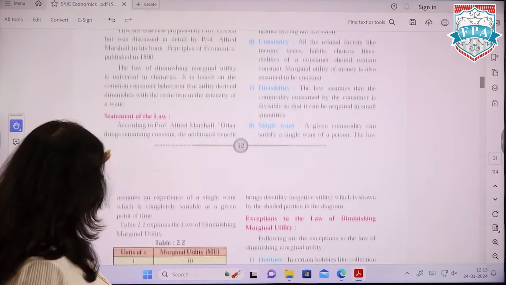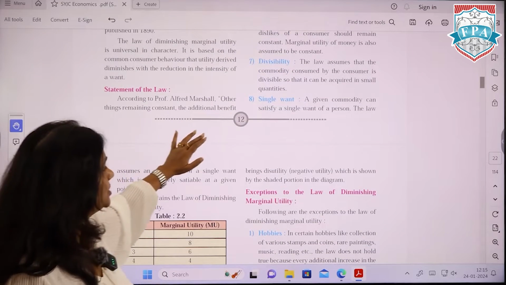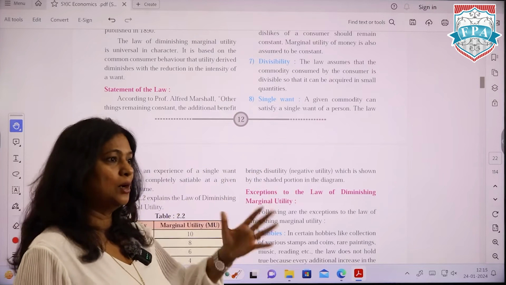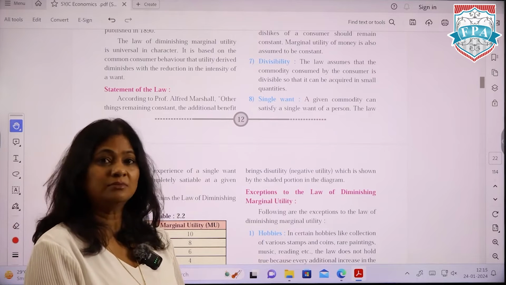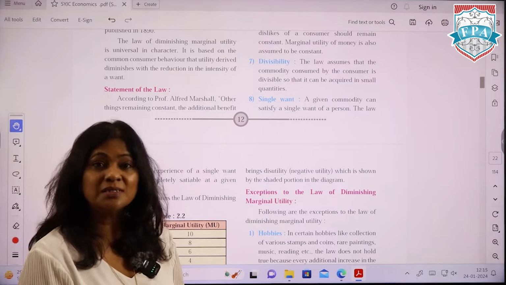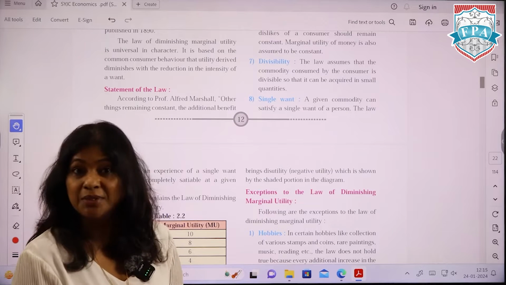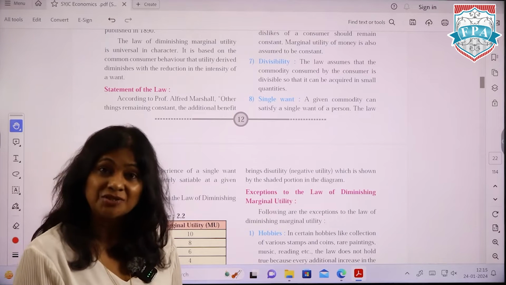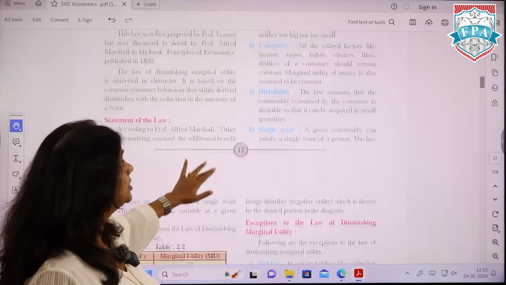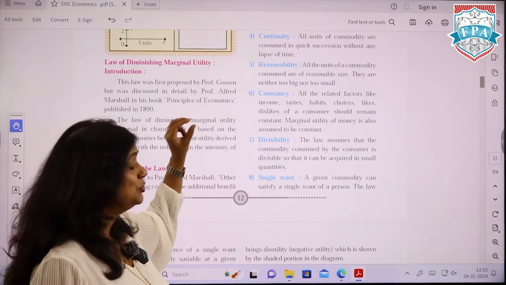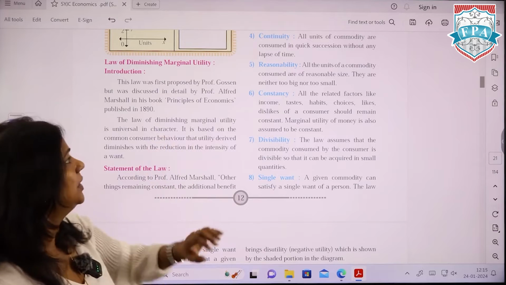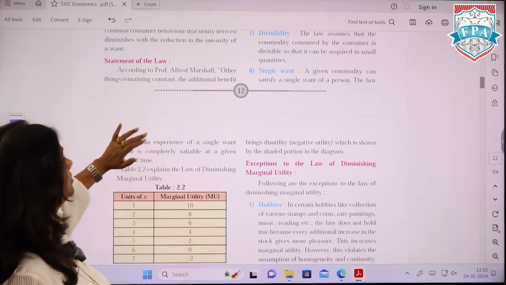So, guys, what you need to understand is that this law is made on certain assumptions. The assumption that the habits, the tastes do not change, they are constant. It talks about single unit. It talks about that the consumer is rational. It talks about the fact that you can give cardinal numbers. It believes the fact that you can divide the product and use it. It talks about continuity. It talks about reasonable size or reasonability.